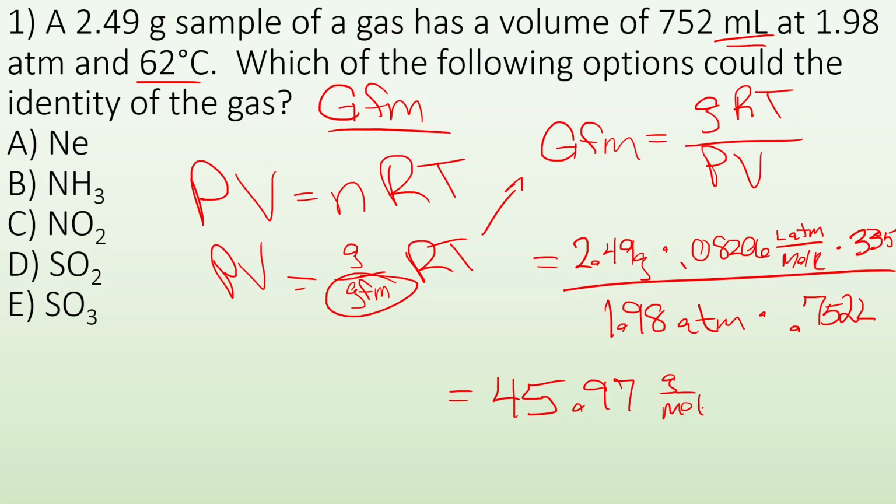mole. Now I have to look at which of these options is going to give me a gram formula mass of pretty much that. The best one is going to be NO2. It's the closest gram formula mass to the one we just calculated. So that could be our gas.